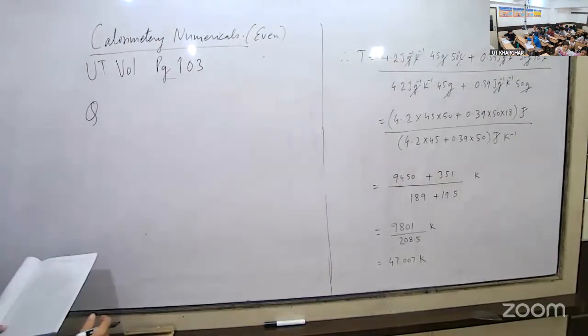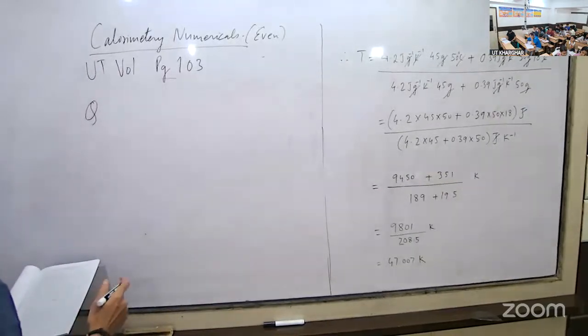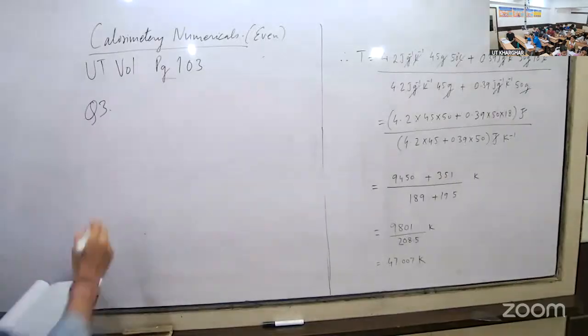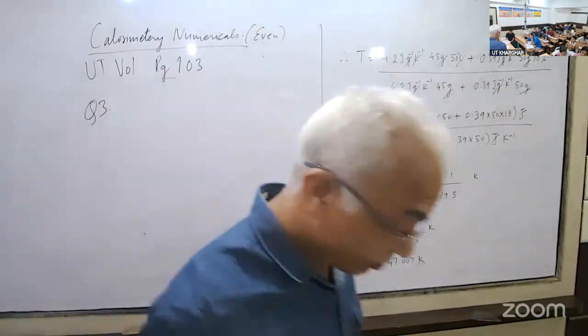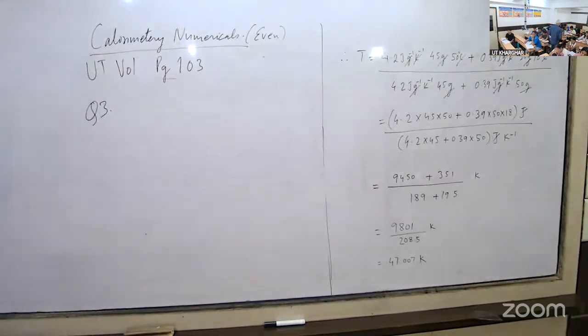Next is, calculate the amount of heat energy required to raise the temperature of 100 gram of copper. So can you do it? It is very simple. Question 3.